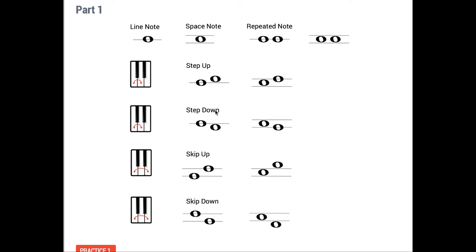Step down, the same way, going down. If one note is on the line and the other note is on the space, and it moves down, that's what we call a step down. Same if one note is on a space and the other note is on a line and it looks like it's going down. That means a step down. So if this note is D, the other note is C, since it's a step down. If this note is F, then this note would be E, because this is a step down.